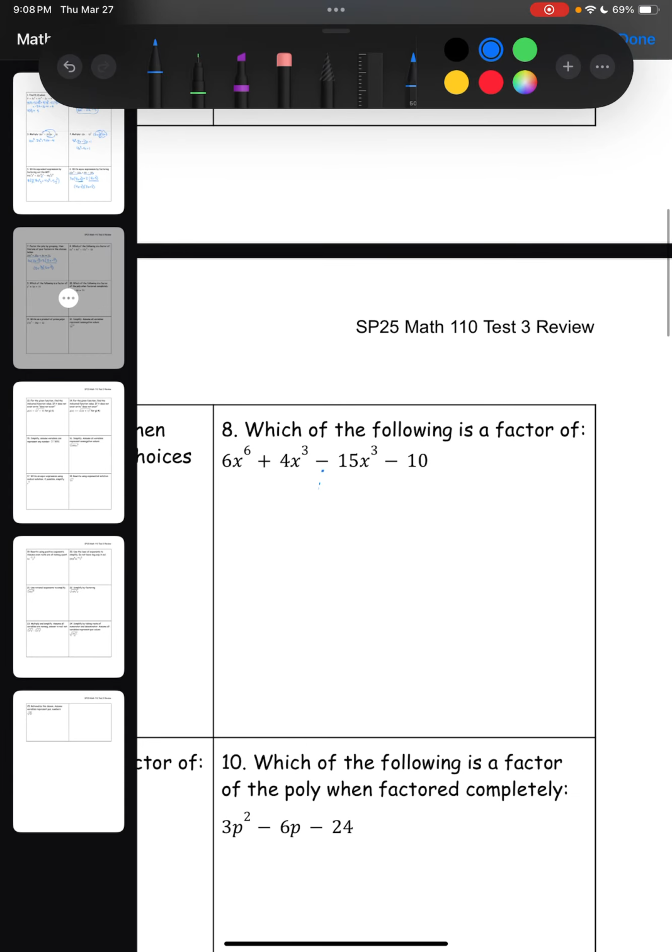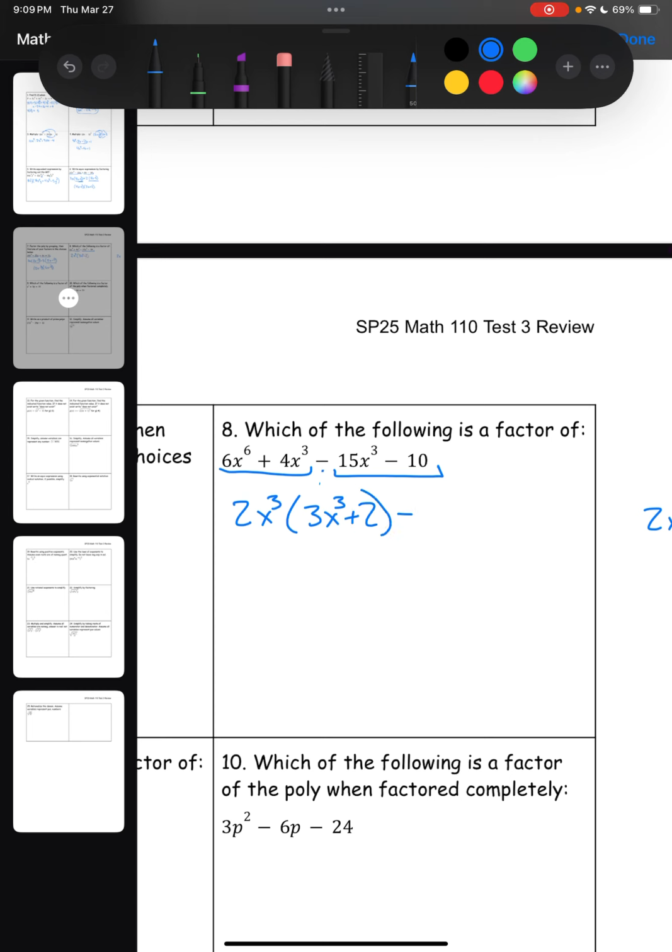All right, the final one for this video, which of the following is a factor of. Again, I don't know where the options are, but I'm just going to show you how I would solve this to figure out what the factor is. So, grouping method again, taking out the common term. We can take out a 2x to the 3rd with this one, leaving us with a 3x to the 3rd, because 6 minus 3 is 3, plus 2.